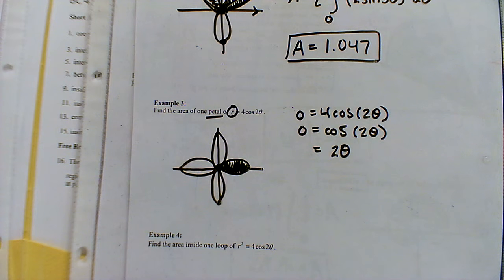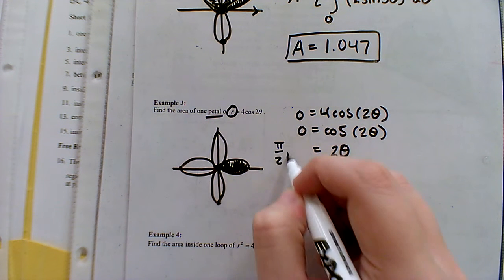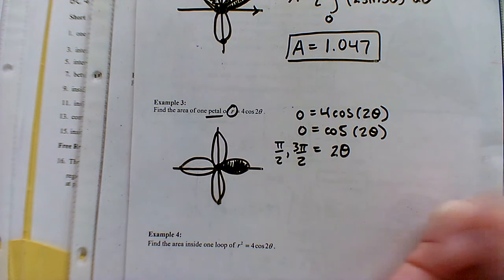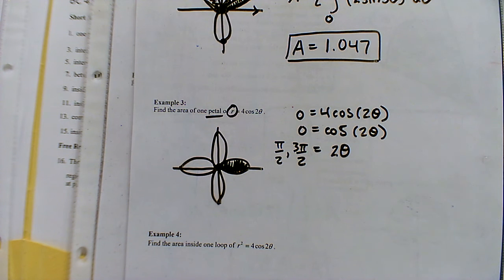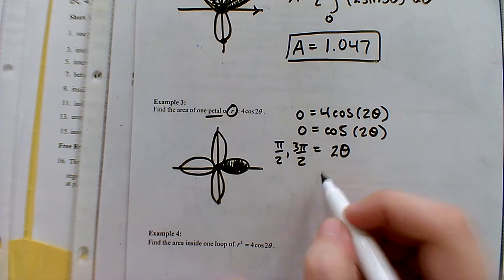Can we think about it? Yeah. There we go. We could keep going. The next one would be 5 pi over 2. The next one would be 7 pi over 2 if we wanted to do more rotations. But I think that should be good.